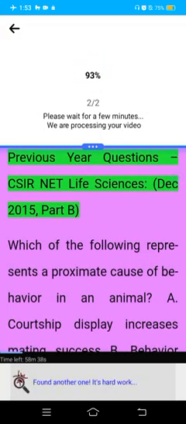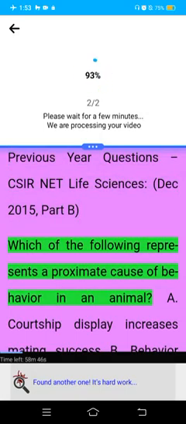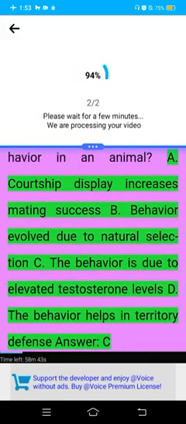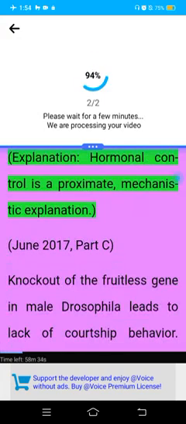Previous year questions, CSIR NET Life Sciences, December 2015, Part B. Which of the following represents a proximate cause of behavior in an animal? A. A courtship display increases mating success. B. Behavior evolved due to natural selection. C. The behavior is due to elevated testosterone levels. D. The behavior helps in territory defense. Answer, C. Explanation. Hormonal control is a proximate, mechanistic explanation.